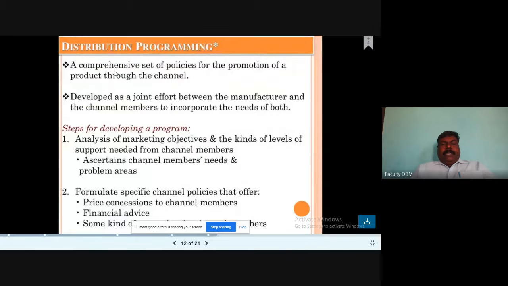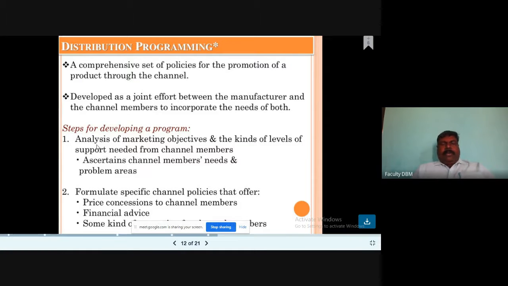Distribution programming is the comprehensive set of policies and promotions of product through the channel, developed as a joint effort between the manufacturer and its channel members to incorporate the needs of both. So here, the company and the distributors, or the people who are coming with the agreement to do the sales, compulsorily need to have a consent between them. They have to get satisfied first with the policies, and only then enter into the agreement.